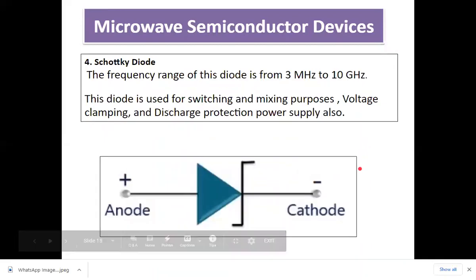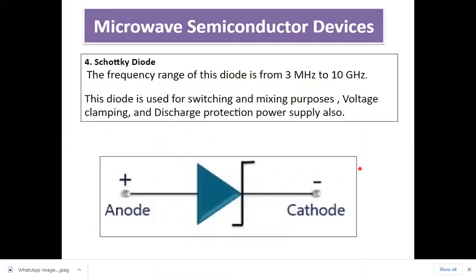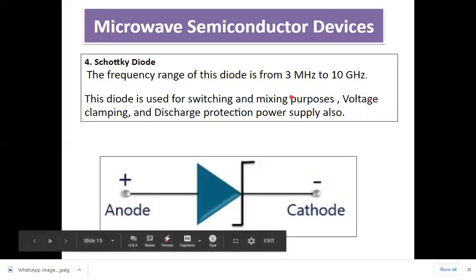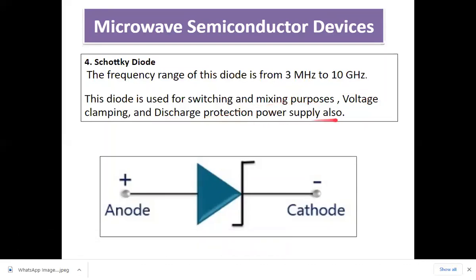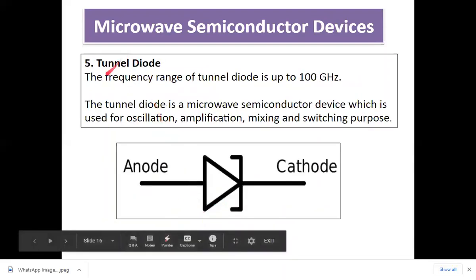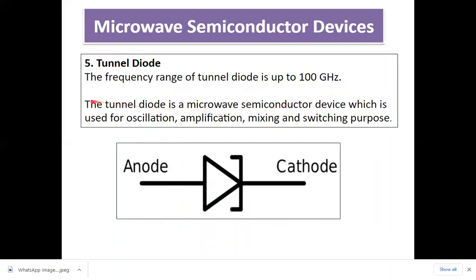Schottky diode. The frequency range of this diode is from 3 MHz to 10 GHz. This diode is used for switching and mixing purposes, voltage clamping and discharge protection power supply also. The diagram symbol is shown here. Tunnel diode. The frequency range of tunnel diode is up to 100 GHz. A tunnel diode is a microwave semiconductor device which is used for oscillation, amplification, mixing and switching purpose. Symbol is shown here.